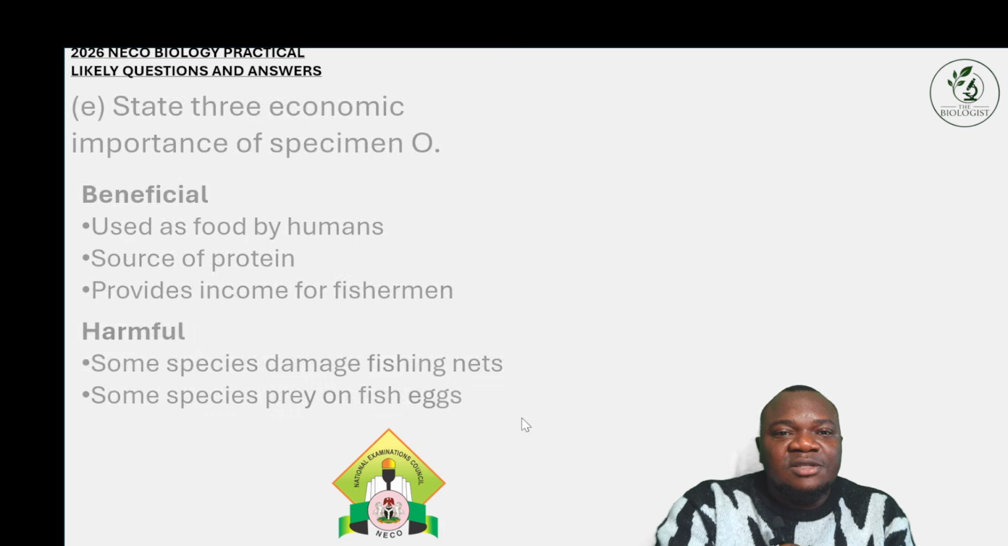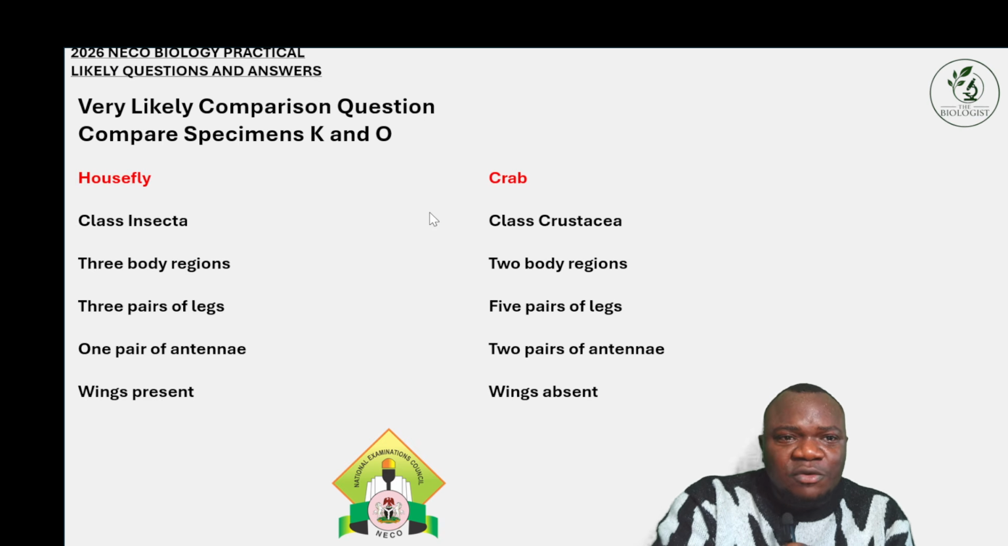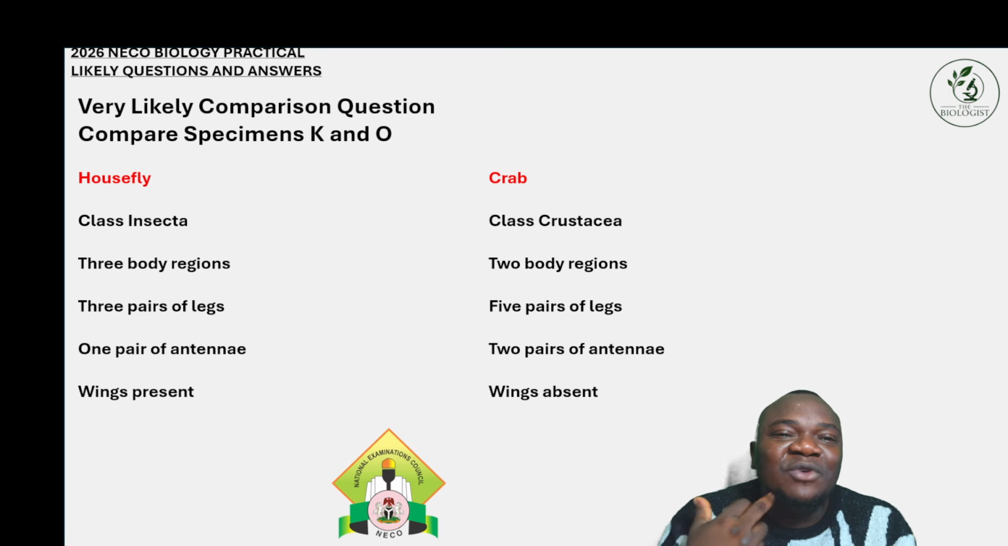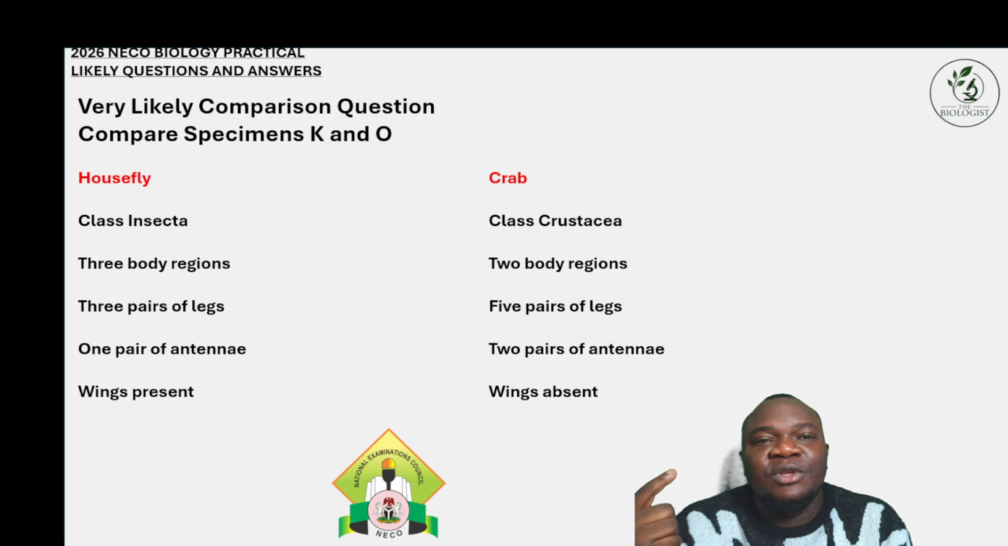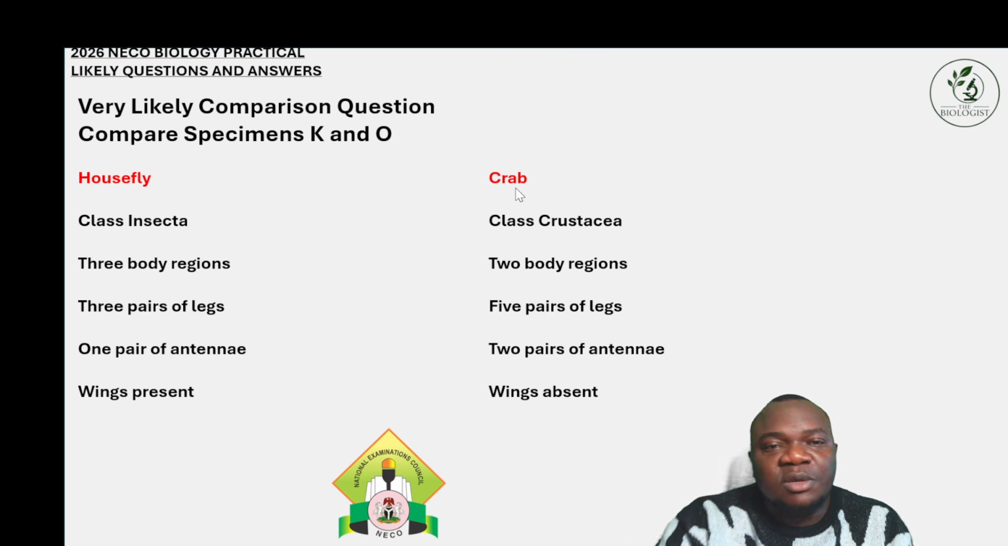So that's the kind of likely comparison you can make for specimen K and O. For example, for your housefly and your crabs, you have your class Insecta and your class Crustacea. So housefly is Insecta, crab is Crustacea. Three body regions for housefly and two body regions for crab, that is the cephalothorax and the abdomen.